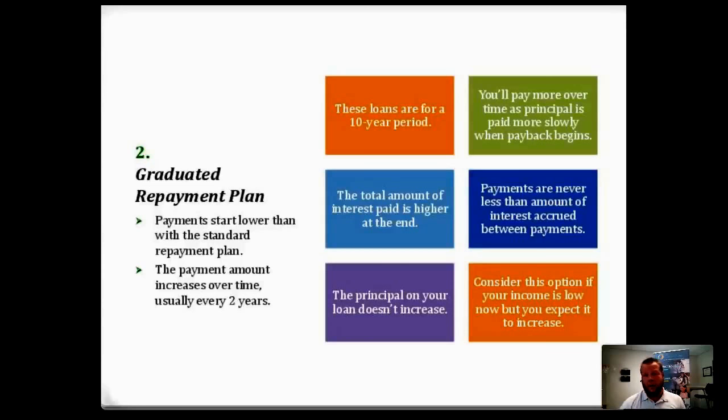Every 2 years, the payment then goes up. Dependent on the graduated repayment or the extended graduated repayment, every 2 years it's going to go up, typically around $10 to $25 per month. Okay, that's what I see in most cases. So as you're going, that payment's going up every 2 years. Ultimately, by the end of the 10, 20, 25, or 30-year term, it's then paid off in full.